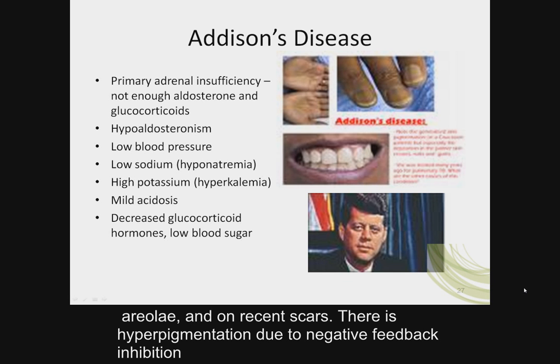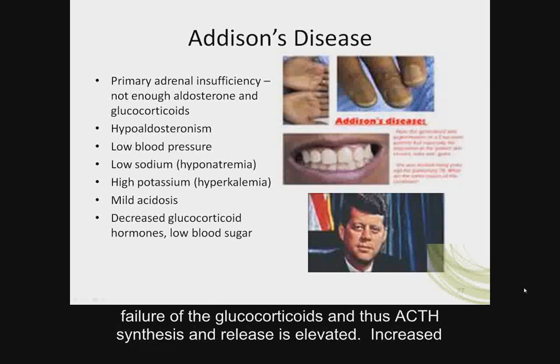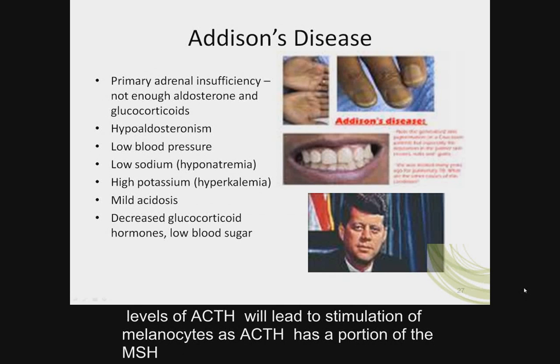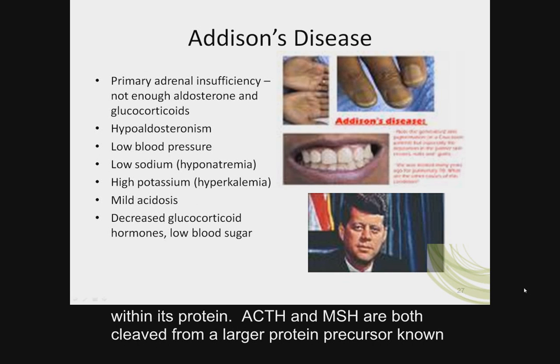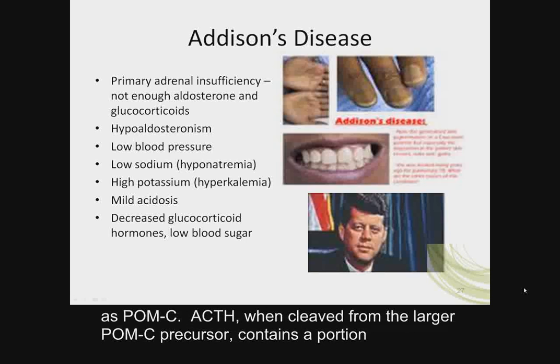Increased levels of ACTH will lead to stimulation of melanocytes, as ACTH has a portion of the melanocyte-stimulating hormone within its protein. ACTH and MSH are both cleaved from a larger protein precursor known as POMC. ACTH, when cleaved from the larger POMC precursor, contains a portion of MSH, and thus can stimulate melanocytes in the dermis when in high concentration, leading to hyperpigmentation.